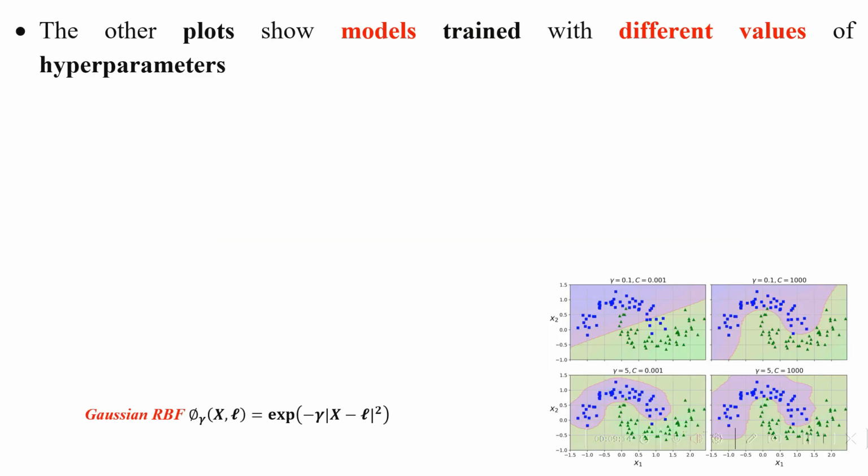And now the other plots. Here the model panel shows the different plots with respect to different values of gamma and c value. So now the important parameters are the gamma value and c value. By changing the values of gamma and c, we are getting different types of plots.